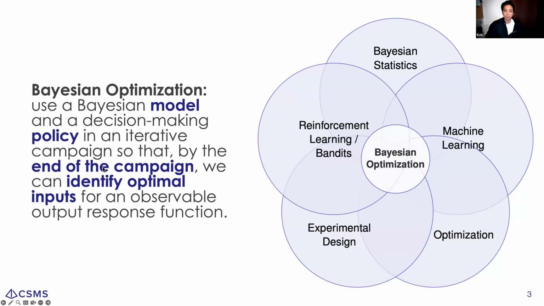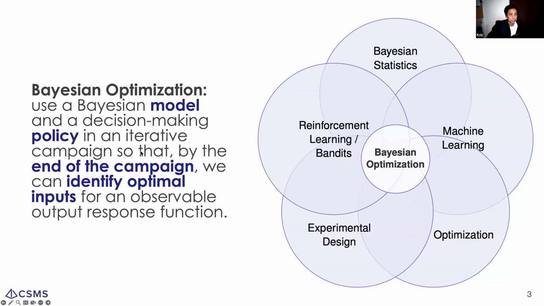Notice I did not say, and this will come up later, that during the campaign we need to have a good understanding of the optimal value. And notice I didn't say that we have to actually see that optimal response during my campaign. We just have to, by the end, have a prediction of where the optimal input is. We don't have to do this during the campaign, and we don't have to actually observe anything optimal during the campaign.